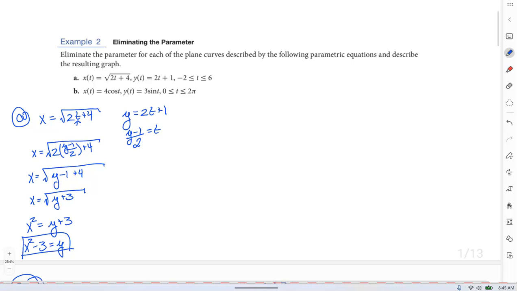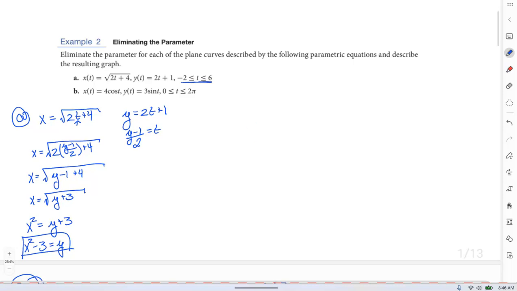rectangular equation. But now we've got to figure out where this equation is good. Because for a quadratic, we usually think about the domain being all real numbers. However, since the original function was restricted between -2 and 6, then this needs to be restricted as well.